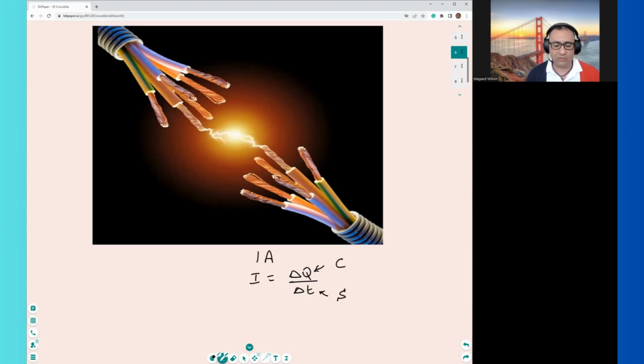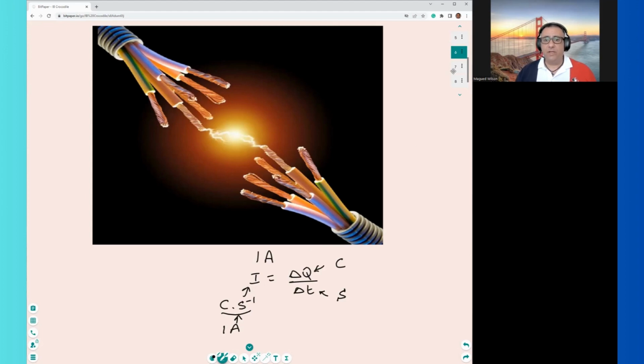Now, what is the unit of I from the formula? It is the unit of the numerator divided by the unit of the denominator, so it's going to be coulomb second to the power minus 1, and coulomb second to the power minus 1 we call ampere. So 1 ampere is 1 coulomb per second. The ampere is an SI unit. However, the coulomb is not an SI unit. This could be a common mistake. The coulomb is not an SI unit, but ampere is a fundamental unit.